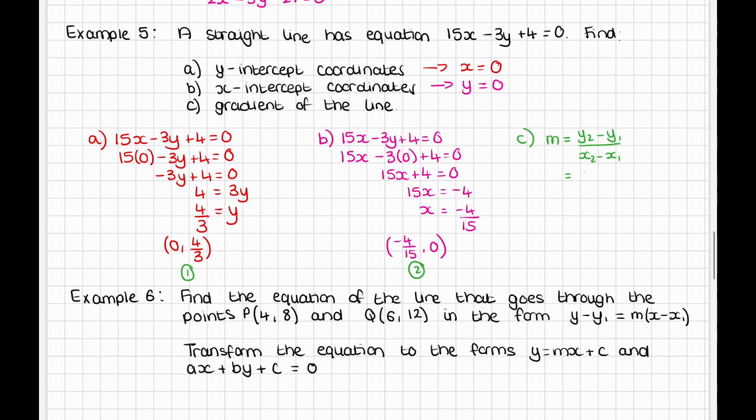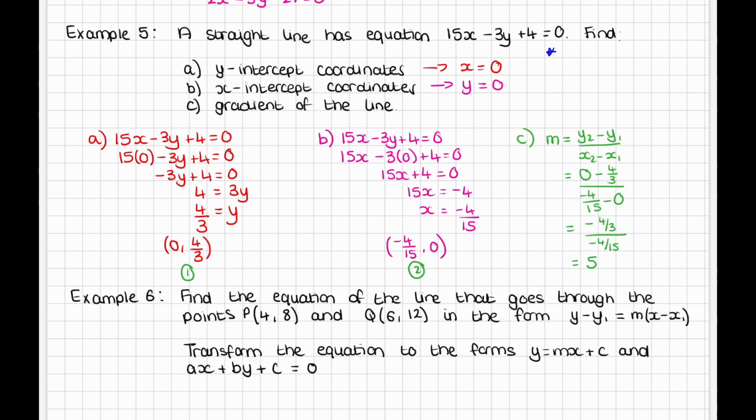So y2 is 0 minus y1, 4 over 3, divided by x2, negative 4 over 15 minus 0, which means we'll get negative 4 over 3 divided by negative 4 over 15. And then when we work that out, we get just 5. And I'll show you how you could do this by just rearranging the equation. I'm just going to come up here to do that.